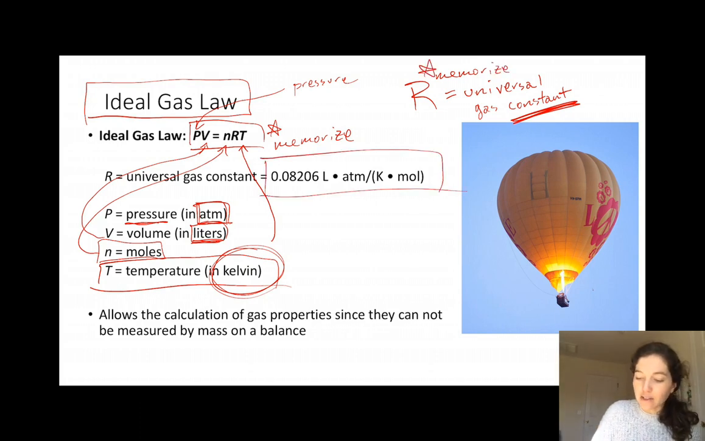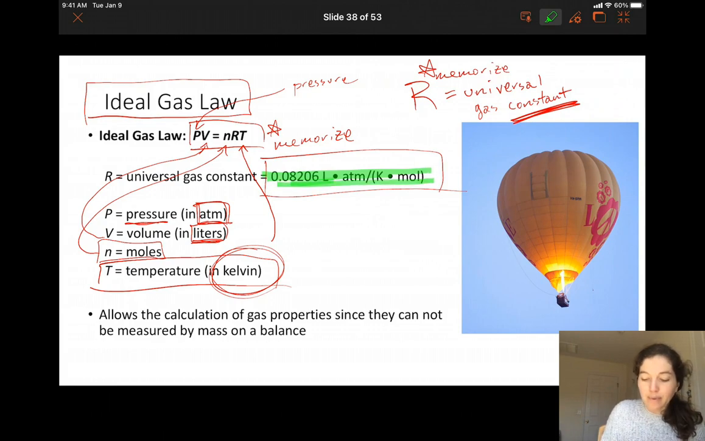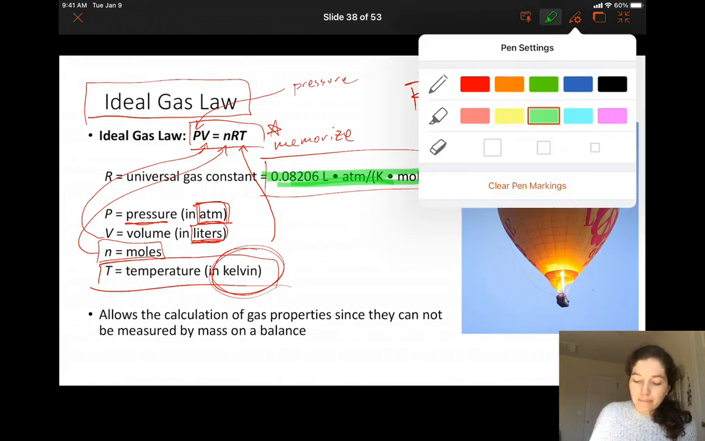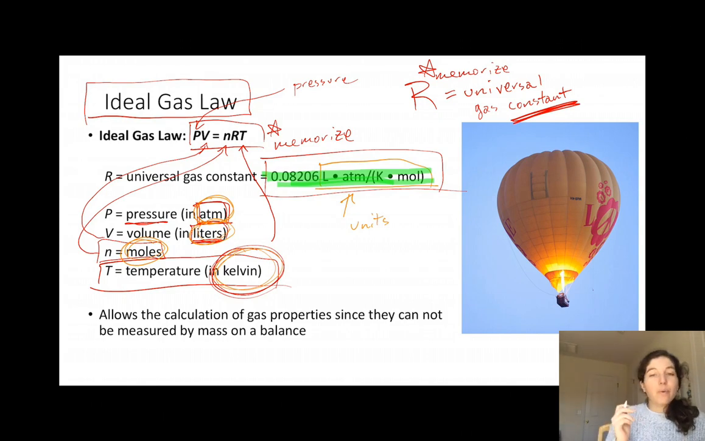Here's the value for R. That's just R. It is 0.8206 liters times atmospheres divided by Kelvin times moles. So it's got this weird unit on it here. The reason it has that unit is because everything else in your ideal gas equation has these units. It's got ATMs in it, liters, moles, and Kelvin. So understandably, those are the units that appear in our ideal gas constant because we need them to cancel out. So we're going to use our PV equals nRT equation to help us measure gases because we can't measure them on a balance. We can't measure their weight. So we're going to use this equation instead.